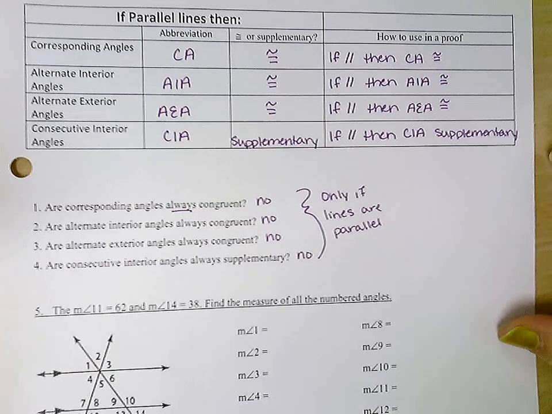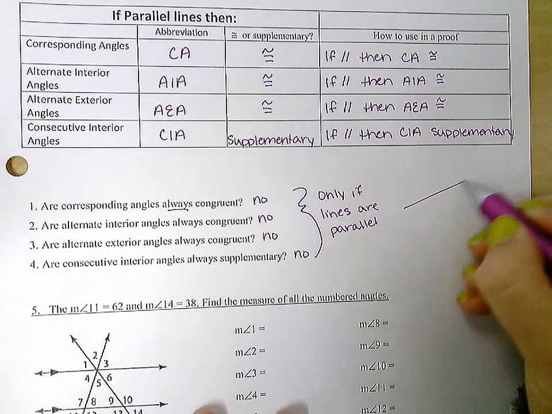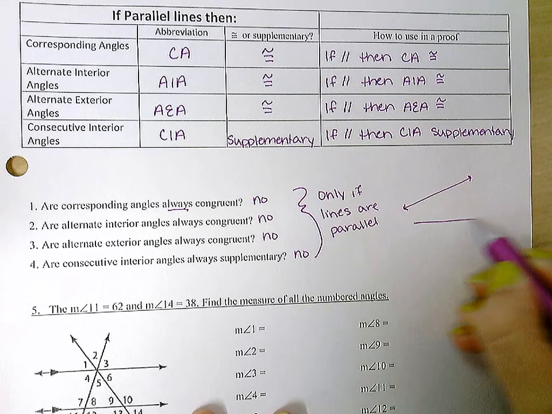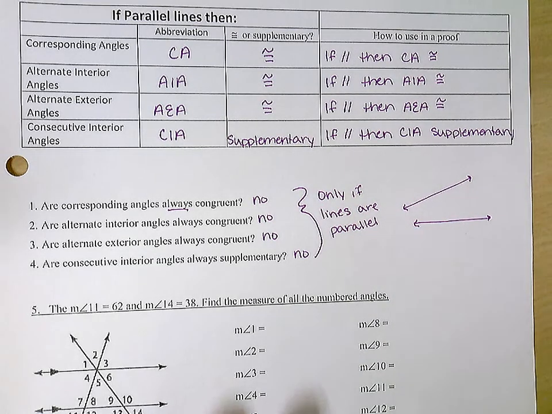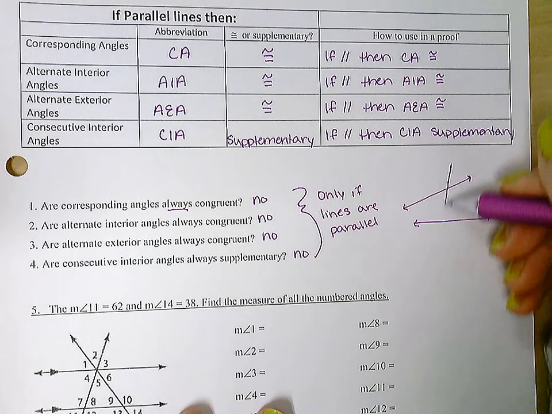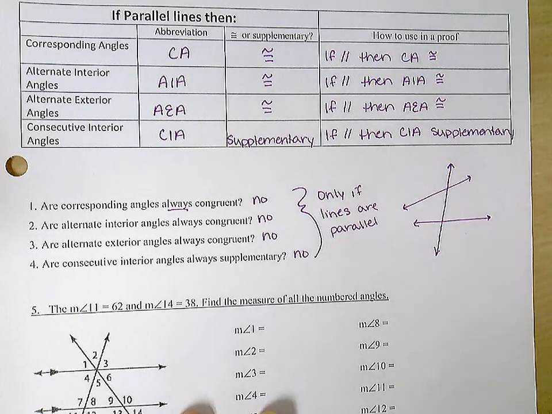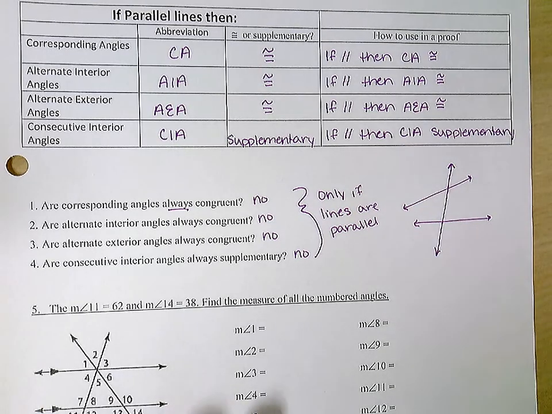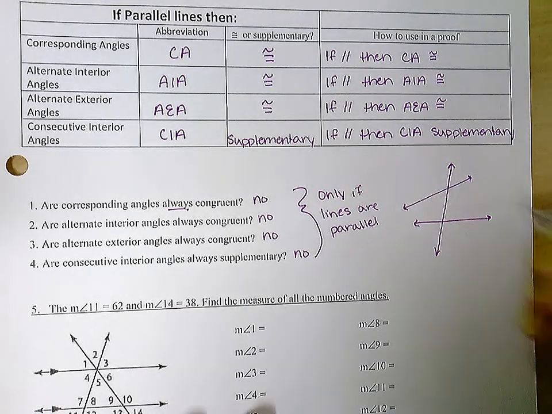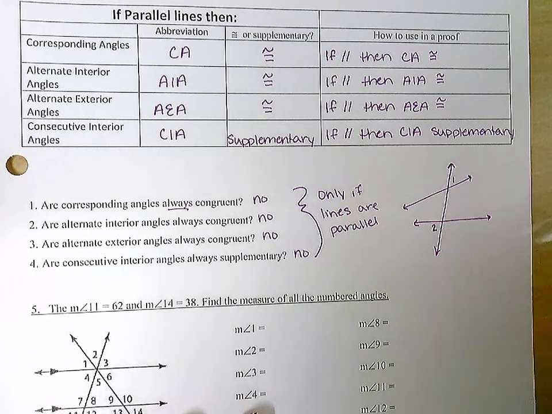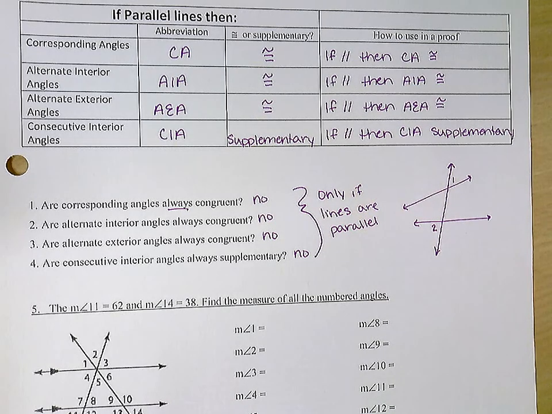So remember when we talked about this yesterday, we had 2 lines. Okay, they could intersect. We weren't given that they were parallel. You still have a transversal that cuts through those lines. Okay, and you can still identify your angle pairs. Okay, so if I have this angle and this angle, those 2 angles aren't congruent just because they're alternate exterior. Your lines have to be parallel in order for them to be congruent to each other.